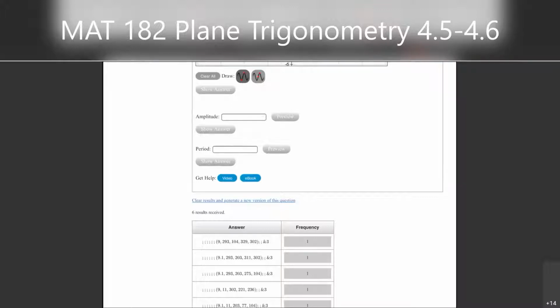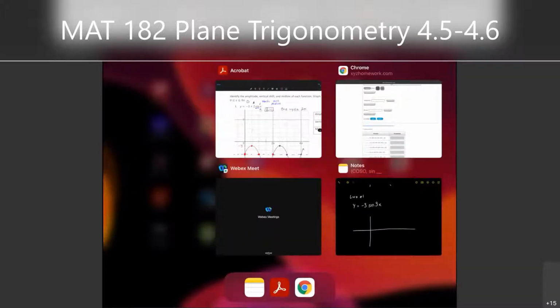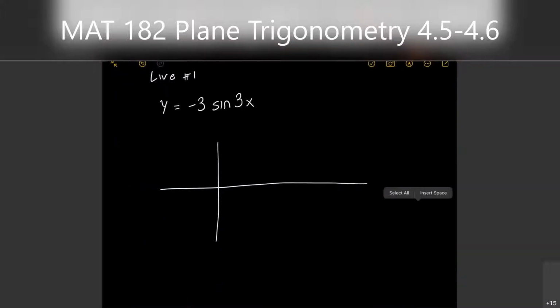All right, I'm going to try to do this on my second device so it doesn't knock you guys off. But if it does, we'll just walk through the problem and then I can open it back up. So let's take a look at this one together, the process of graphing. So if we take a look at the original equation here, what would be our amplitude?